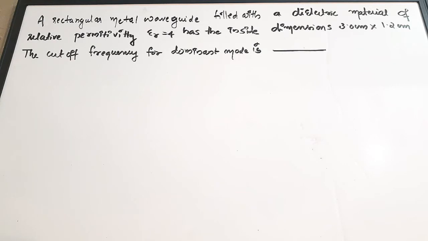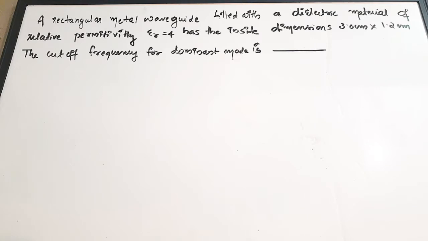A rectangular metal waveguide filled with a dielectric material. So the rectangular waveguides can be either filled with some dielectric or it can be filled with air. Here it is filled with a dielectric material of relative permittivity epsilon r equal to 4, and has the inside dimensions 3.0 centimeters cross 1.2 centimeters. So this is nothing but A by B, where A is the wider dimension, B is the narrow dimension. These were all the basics of rectangular waveguide, so please do watch the video.